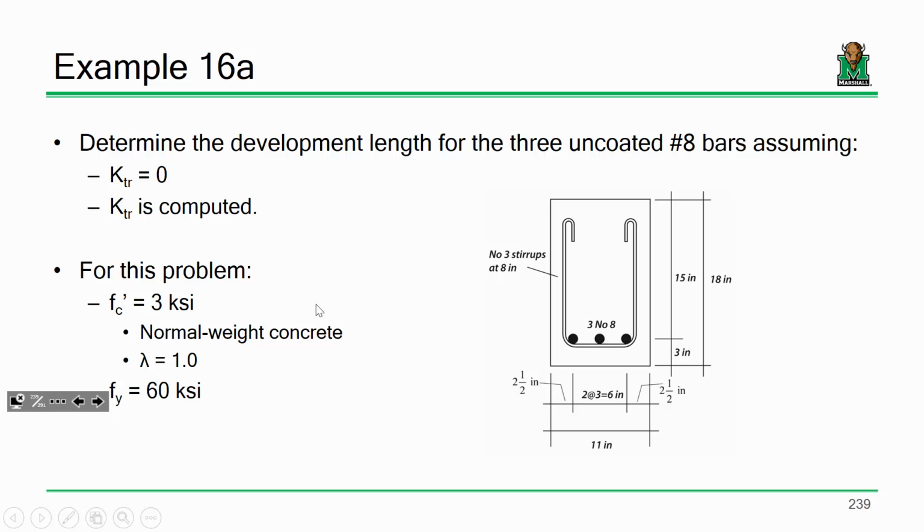Okay, so here's our beam. We're going to determine the development length using Ktr equals 0, and Ktr is computed. Now for this problem, we have 3 ksi normal weight concrete. So remember that means your lambda value is 1. We've got an Fy value of 60 ksi. Some other important parameters. We know our stirrups are number 3s and they're spaced at 8 inches.